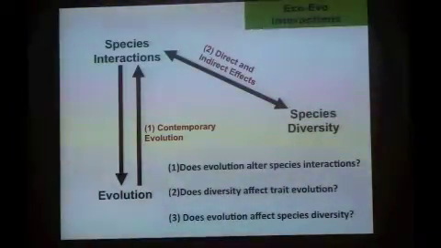Okay, so does evolution alter species interactions? Yeah, at least for predator and prey, there's a big effect of evolution on those interactions. And now we want to know whether diversity affects that trait evolution or not. So that was a pretty simple community. There's just one predator, one prey species. And obviously these things are existing in an environment where there's lots of competitors and other things around.